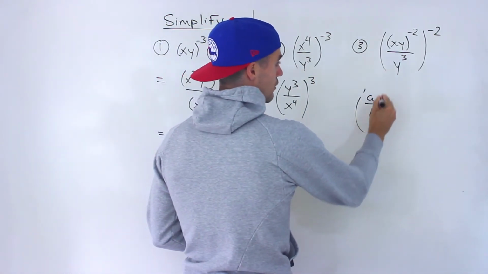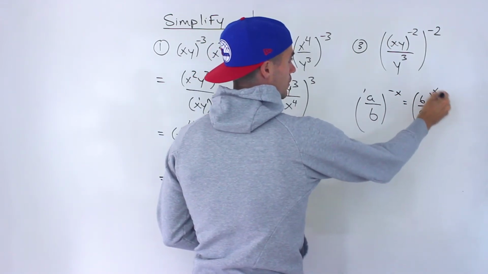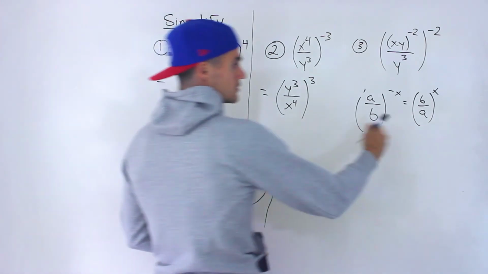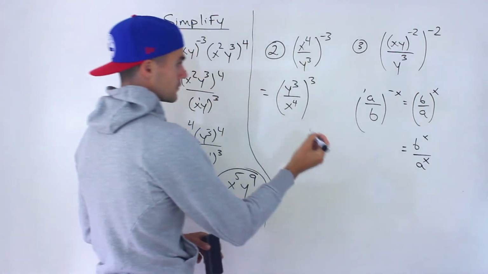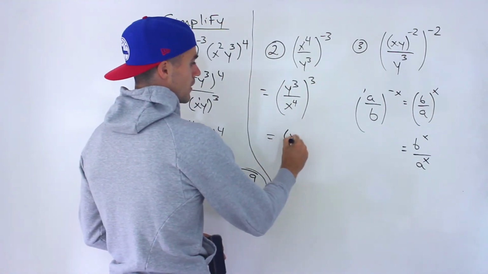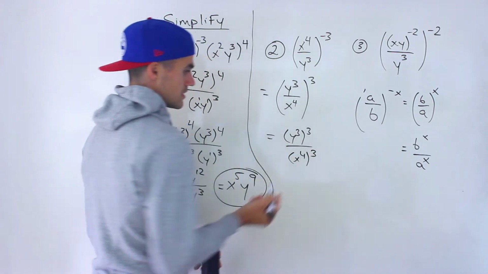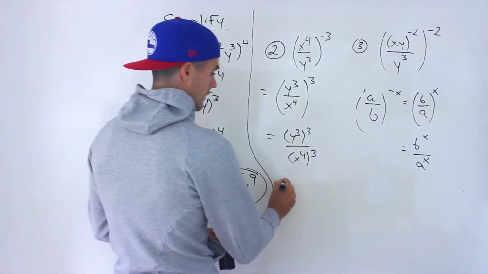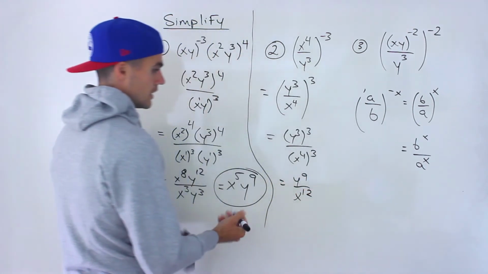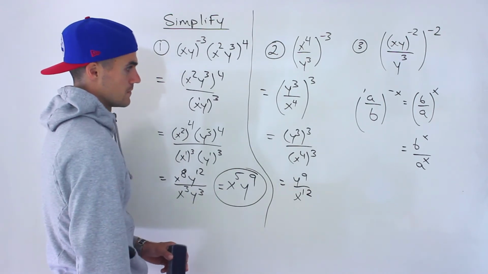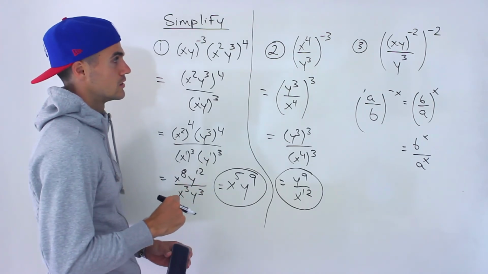Just in general, if you've got this, this is equal to that. And then the numerator goes to the power of x, and the denominator goes to that outside exponent. If we apply that here, we'd have y to the 3 to the power of 3, then x to the 4 to the power of 3 as well, and then we'd have y to the 9, x to the 12, and that actually doesn't simplify any further. So this here would end up being the final answer for number 2.